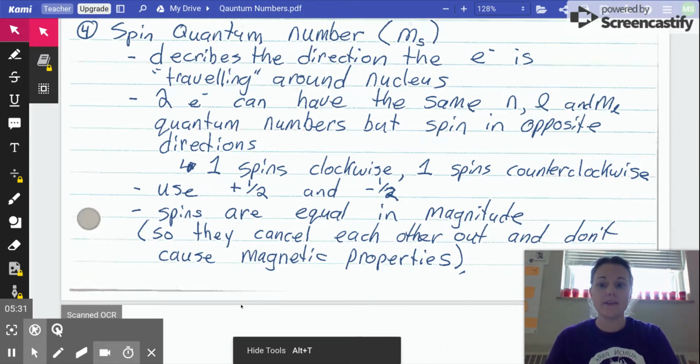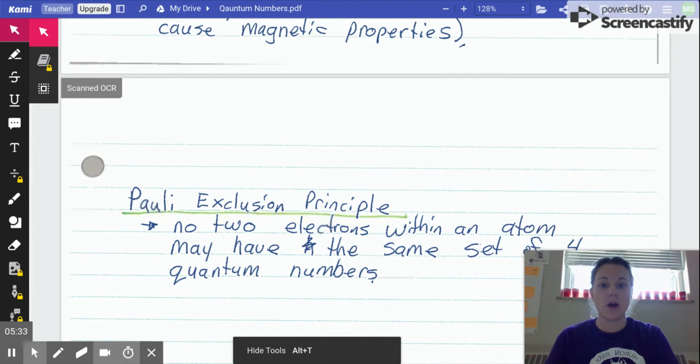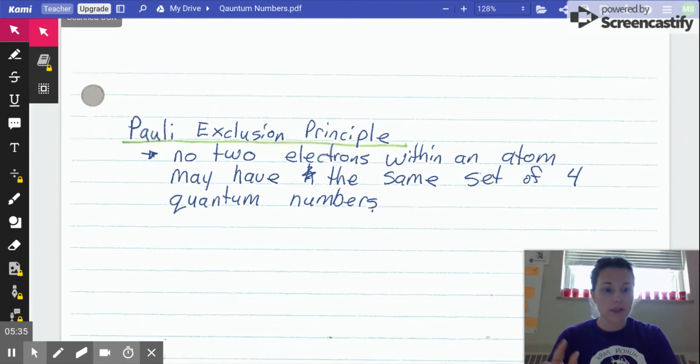Okay. The last thing for this is the Pauli exclusion principle. This is going to come into play in our next lesson when we talk about electron configuration and electron energy level diagrams. The Pauli exclusion principle says that no two electrons within an atom can have the same set of four quantum numbers. Okay, so that's it. That is a note for quantum numbers for you to copy and get into your notebooks.